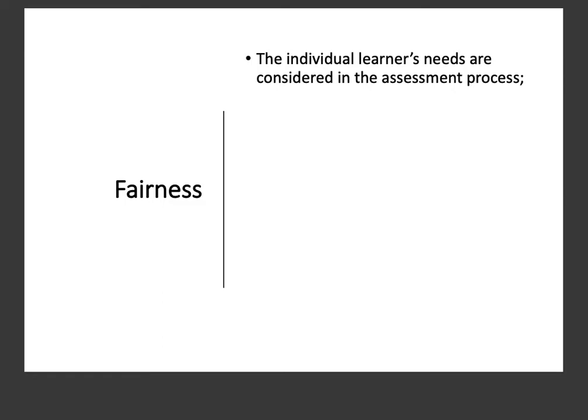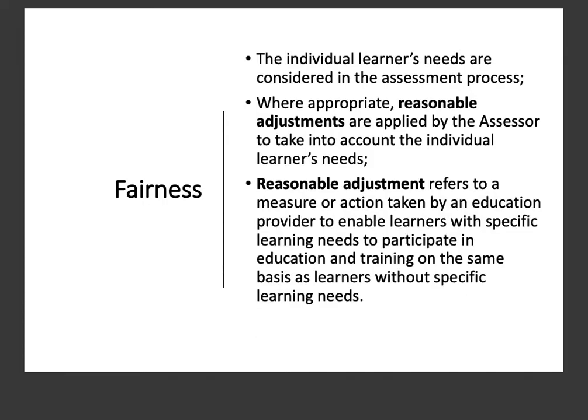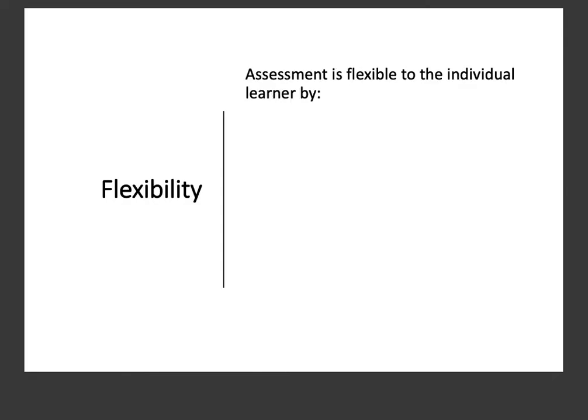Fairness. The individual learner's needs are considered in the assessment process. Where appropriate, reasonable adjustments are applied by the assessor to take into account the individual learner's needs. Reasonable adjustment refers to a measure or action taken by an education provider to enable learners with specific learning needs to participate in education and training on the same basis as learners without specific learning needs.